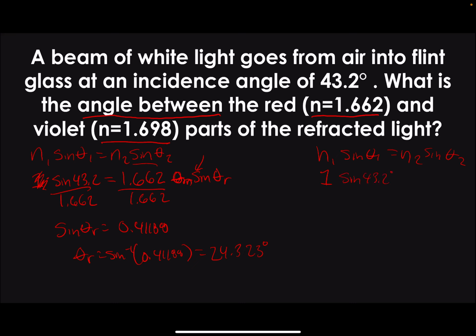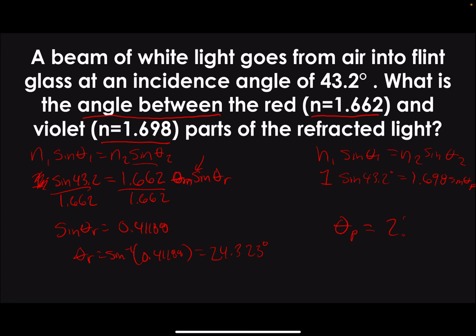You should get, let me go ahead and solve it. Divide by 1.698, and then do inverse sine on both sides. And we get 23.775. And so when you subtract those two, you get a difference of 0.548.